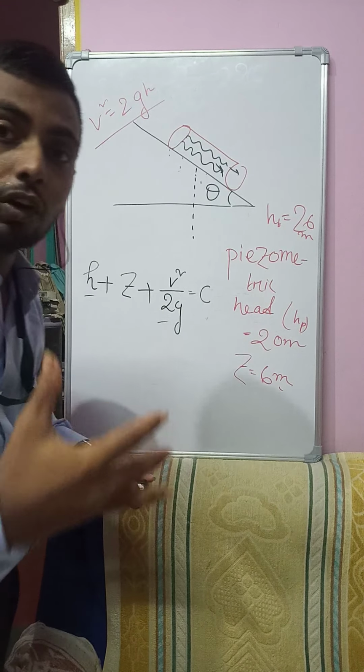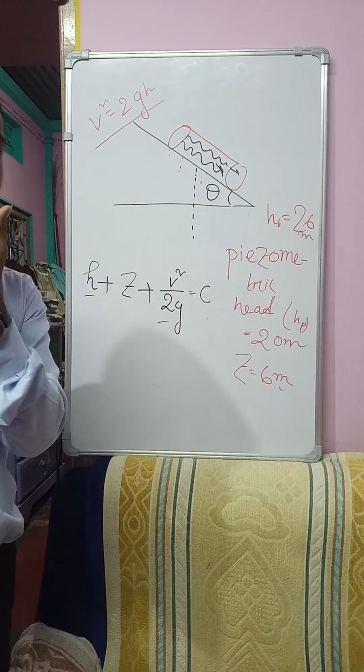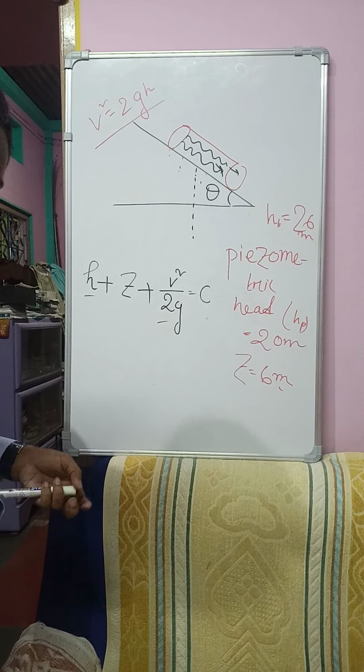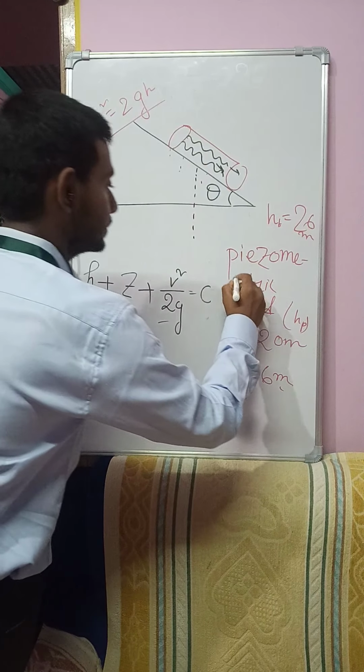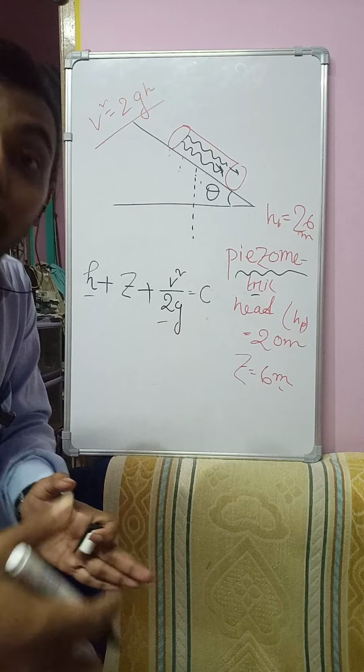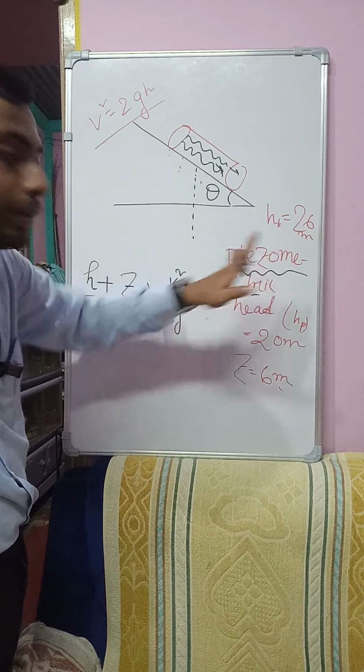Constant means the value of total energy throughout the section is constant, right? Now in the question it is mentioned about piezometric head. I know this will create a problem among the students. What is this piezometric head?